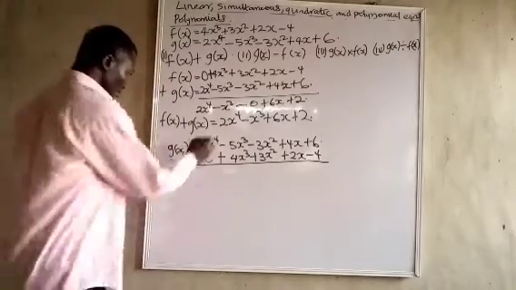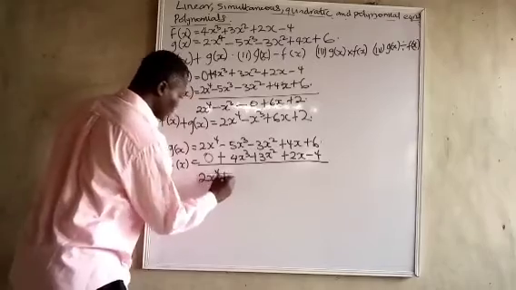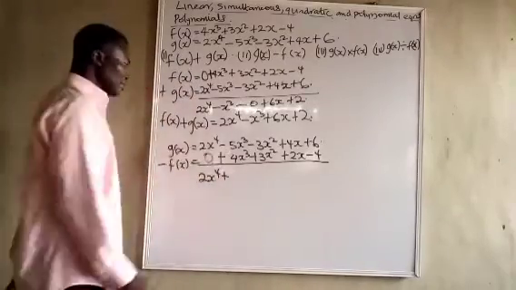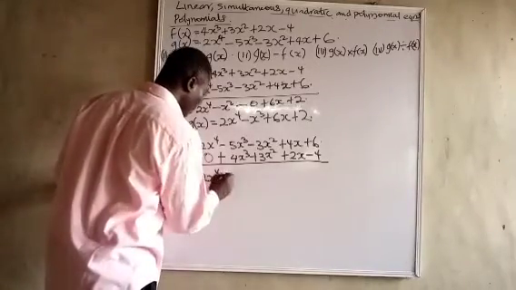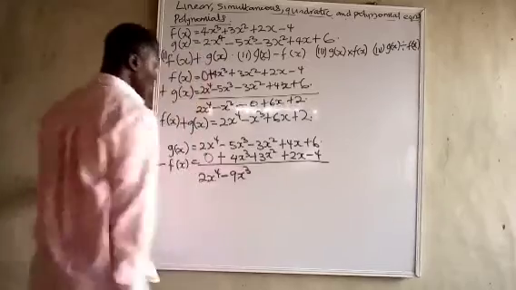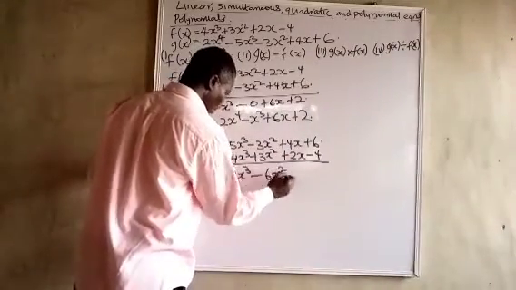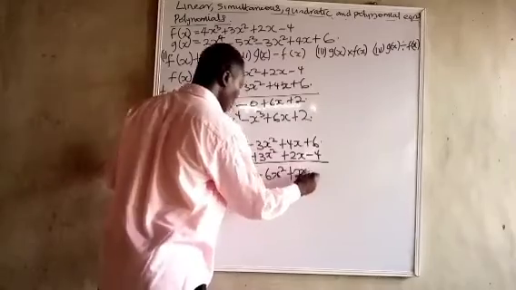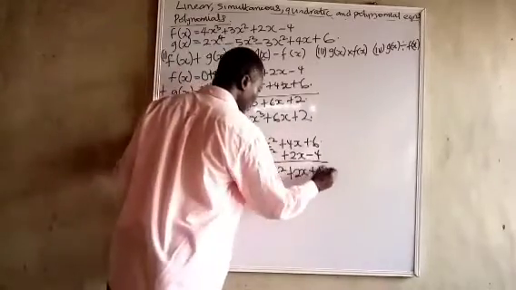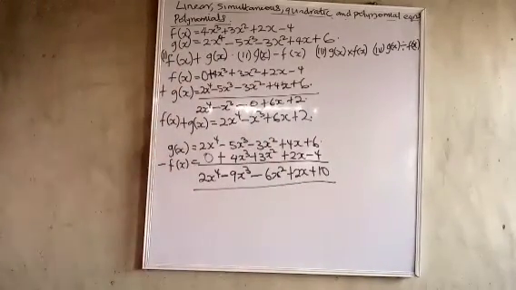Now let's do the subtraction result. This one will give me 2x raised to the power 4, plus 0, then minus 5 minus 4, that's minus 9x cubed. Minus 3 minus 3, that is minus 6x squared. 4 minus 2, plus 2x. 6 minus 4, that's plus 10. So you can see, it is very easy to do like this.